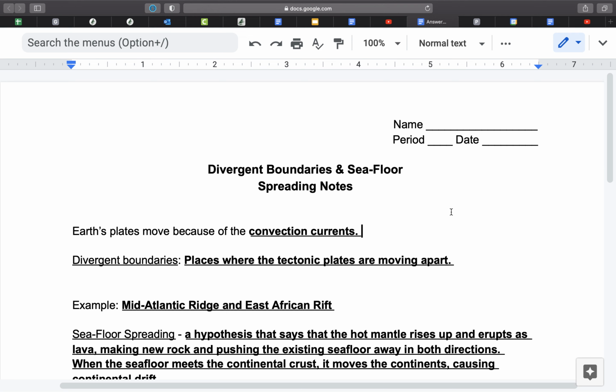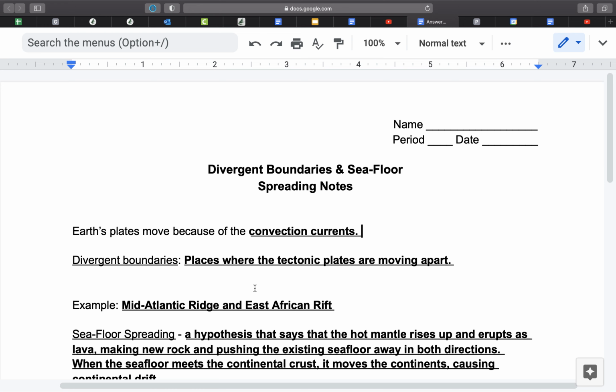Some real life examples here are the Mid-Atlantic Ridge, basically a line that runs down the entirety of the Atlantic Ocean, and it is splitting the Atlantic Ocean down that middle and increasing that seafloor both on the western and eastern coasts of their respective continents.